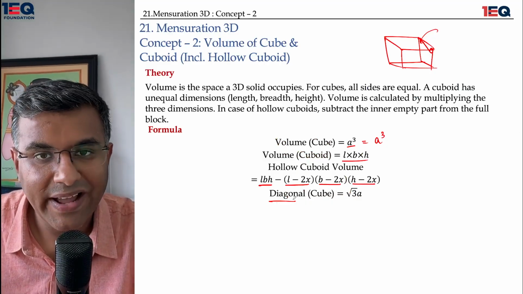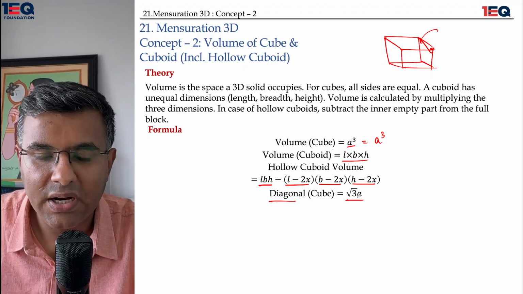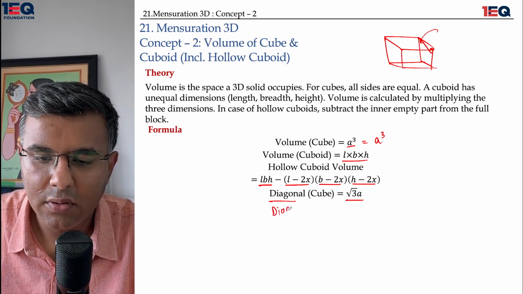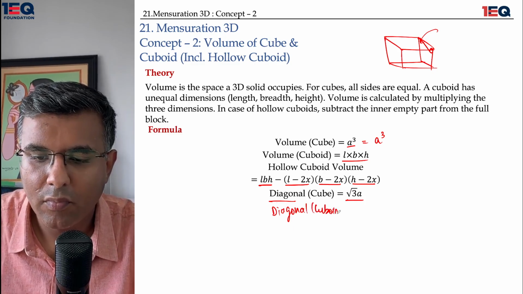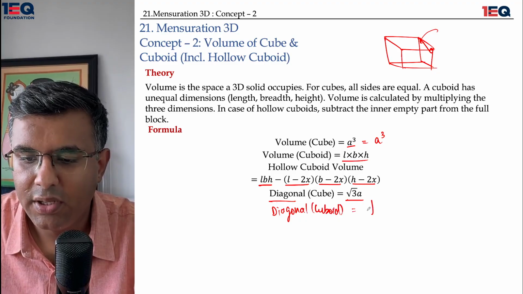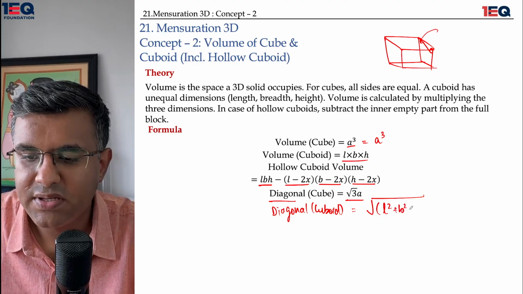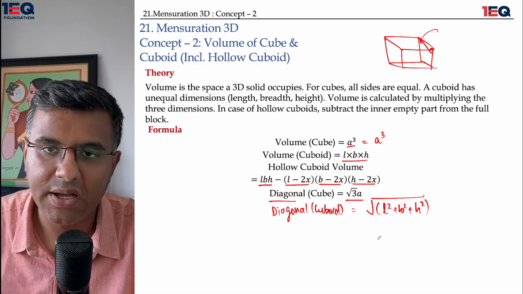So, the diagonal of a cube we've already discussed, we've already derived it as well. So, that is root 3a. But the diagonal of a cuboid has the following formula. It has a root. Inside the root, we have L square plus B square plus H square. Okay, you need to memorize this formula as well.